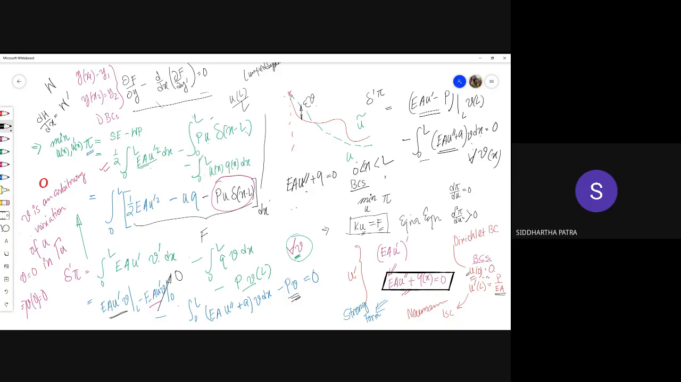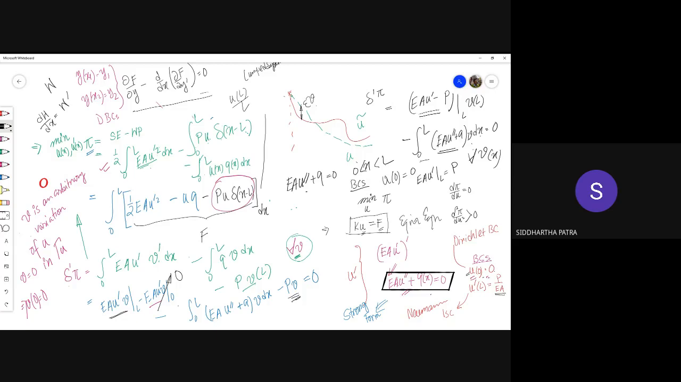Boundary conditions are one that was initially given to us. The other one is that E A U prime at x equal L is P. So through minimization, we are getting the same differential equation that we had obtained from the free body diagram and the equilibrium equation.